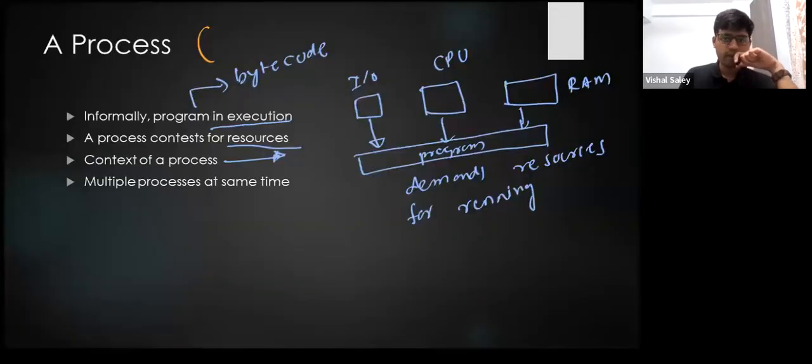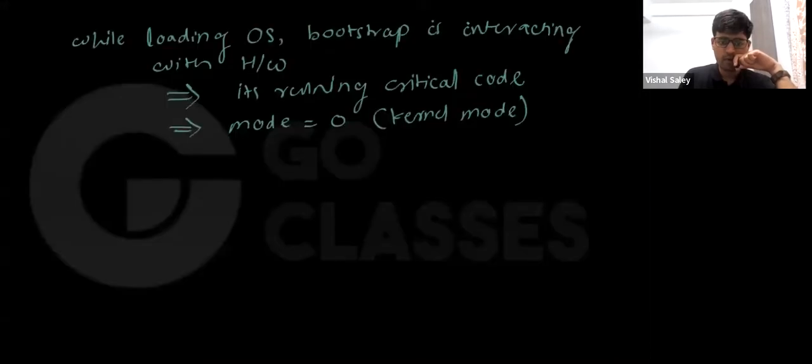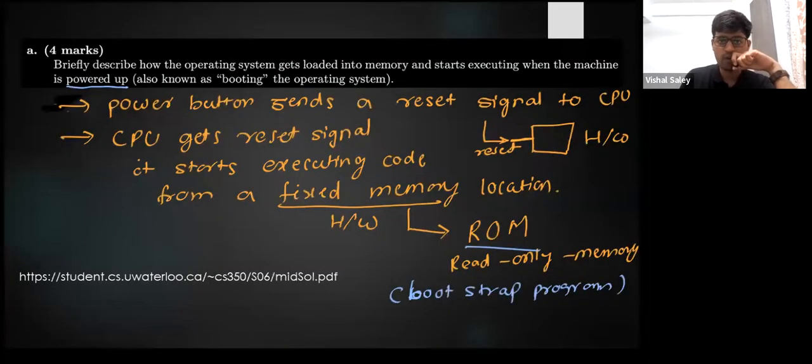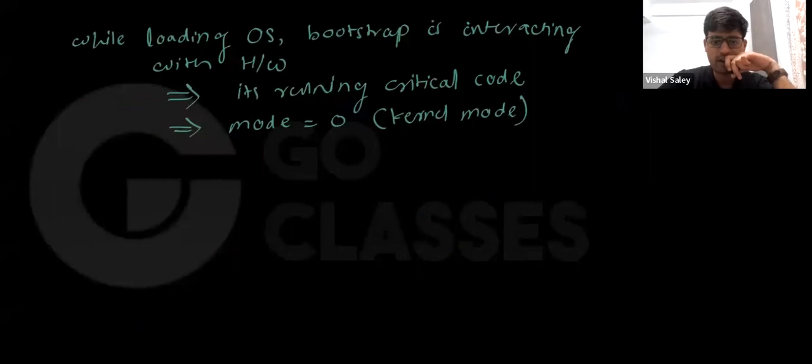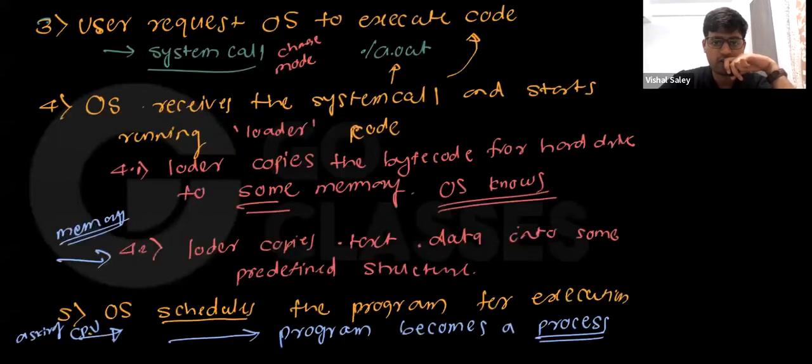Okay, so when we were discussing how exactly the program loads, we saw that there is this loader code which basically takes everything from the hard drive. And there we actually did not discuss some point. We said that it copies into some memory, but what memory we did not discuss. We just said that the OS knows that, right?